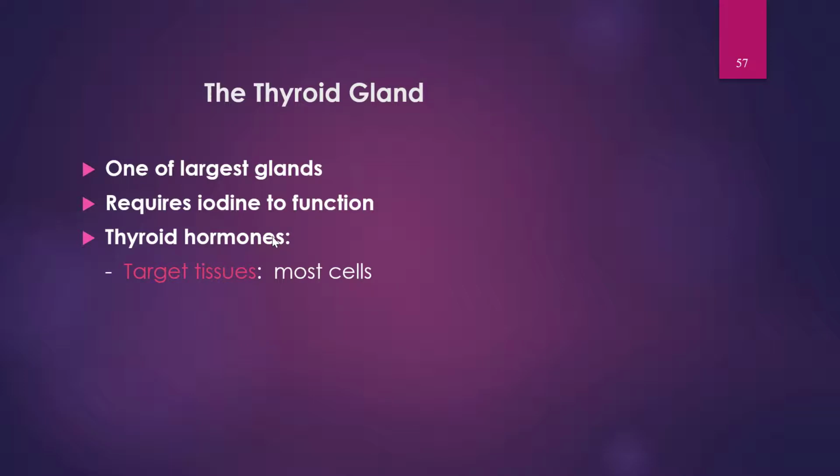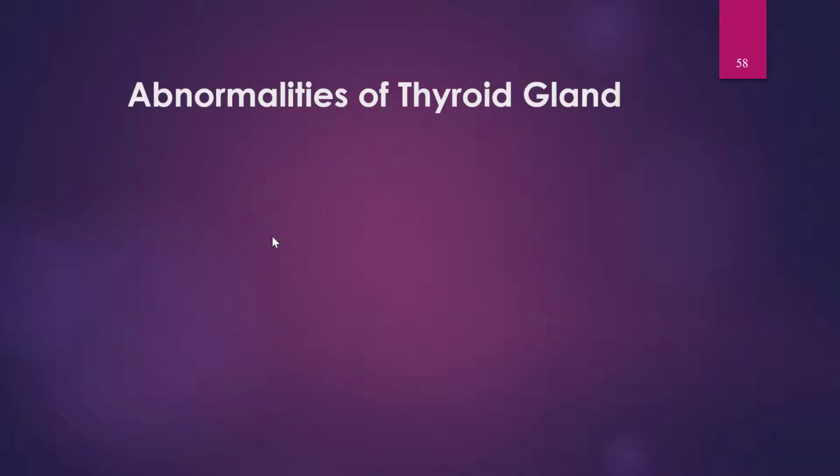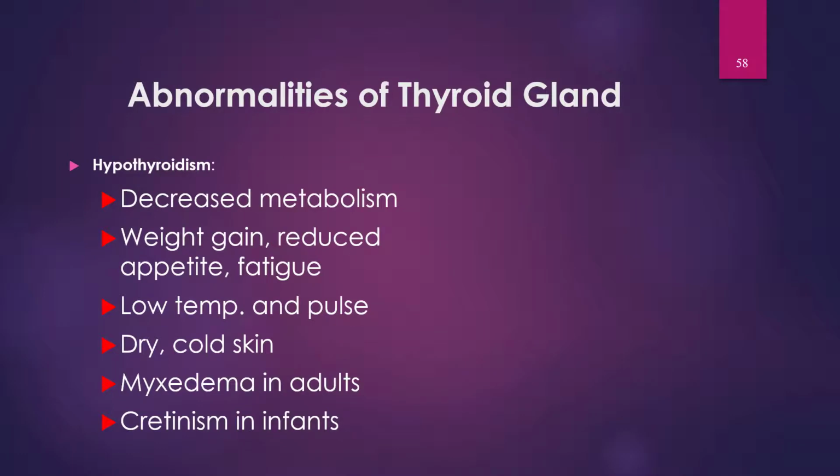And the thyroid hormones here would target most cells, and the function will be to regulate metabolic rates and is needed for growth. So pretty much there are some homeostatic imbalances, abnormalities of the thyroid gland.